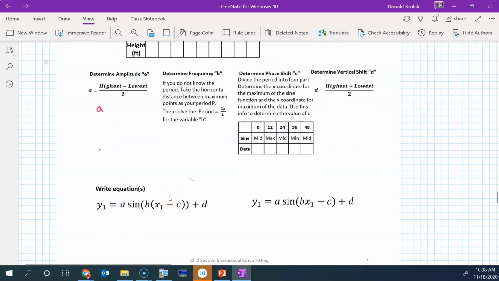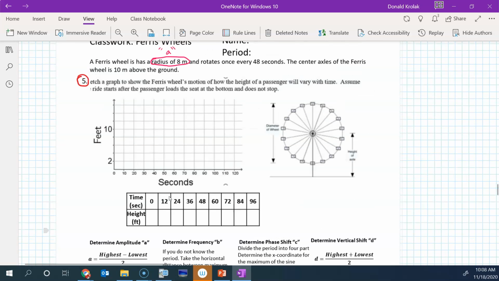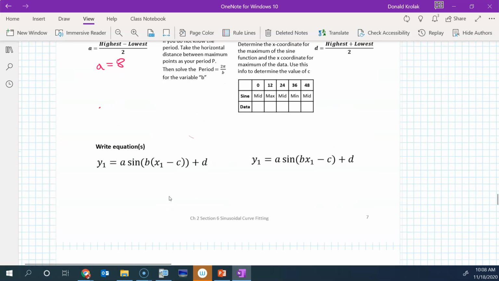So I know this is going to be 8. So this is an 8. This is an 8.